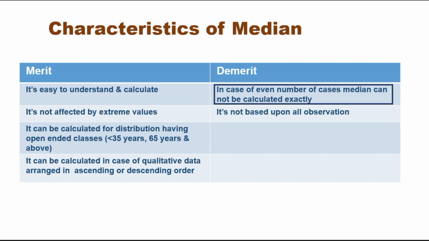Its demerit is, in case of even number of cases, median cannot be calculated exactly. Yes, we saw it, because when we had 6 number of observations, then we have to take average of 2 middle terms. So this is its demerit. And its next demerit is it is not based upon all the observations.